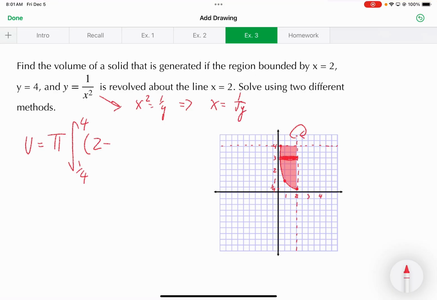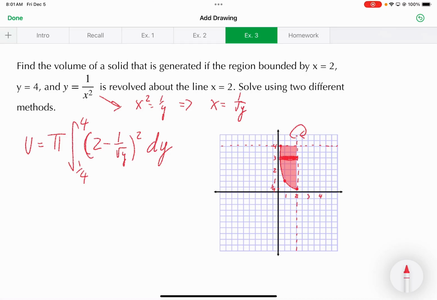One over square root of y. Cool. Quantity squared dy. That setup's not bad at all, right? I mean, it's really nice when we're doing disk method. It's been a minute since we've done that. You guys are going to get some practice doing that today.